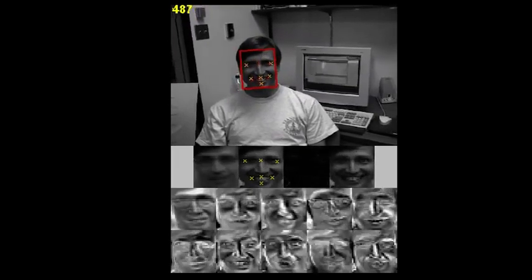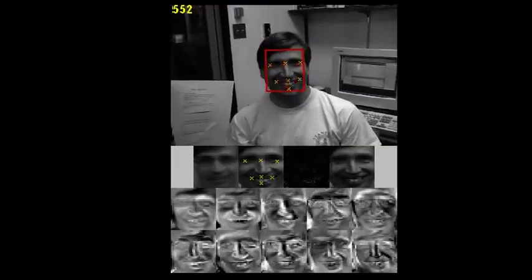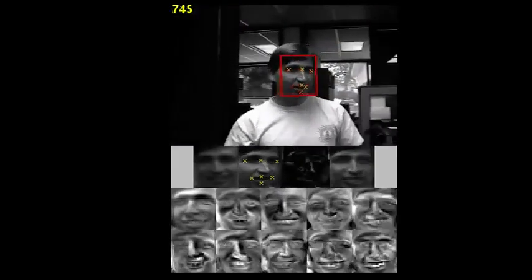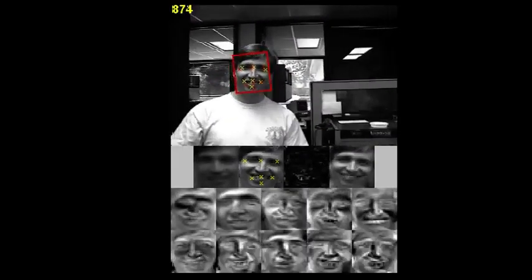And now it tracks him for a while. He's smiling. He's getting large and moving around. And you can see it's doing a good job tracking. You can see the difference between how well it can be reconstructed.